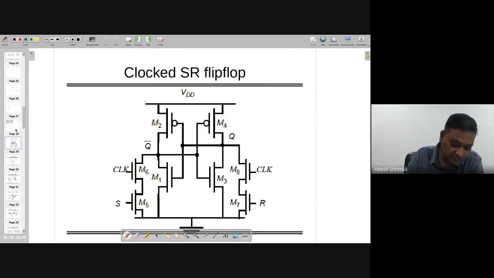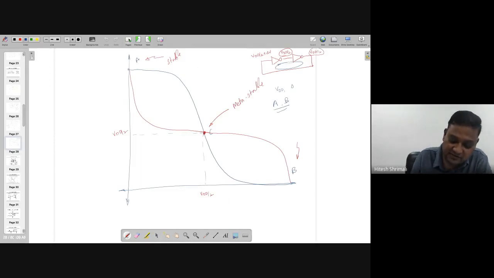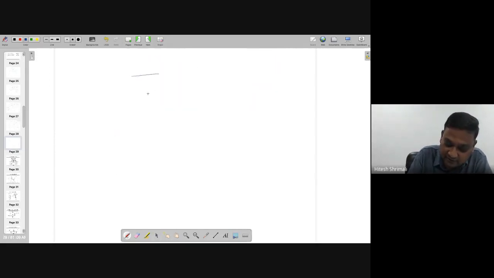Now, let's understand one more thing, that there is a NOR gate based SR latch.